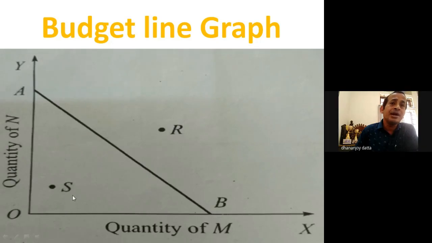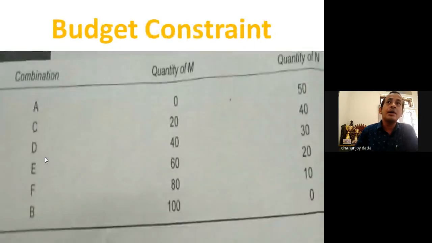And if we come to the S budget line, it is not desirable for the consumer, because the consumer can purchase more of the two goods with that particular given amount. So this is basically the budget line graph. Now we'll go through the budget constraint.